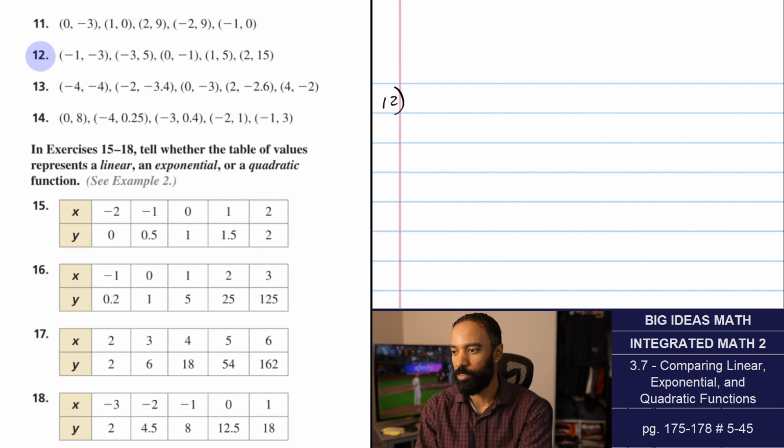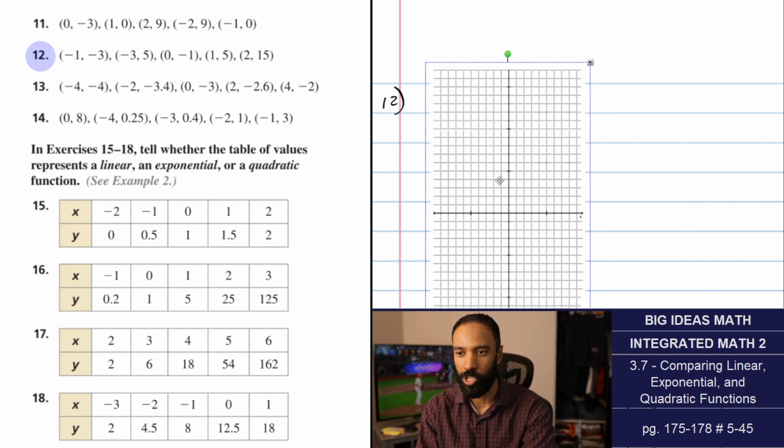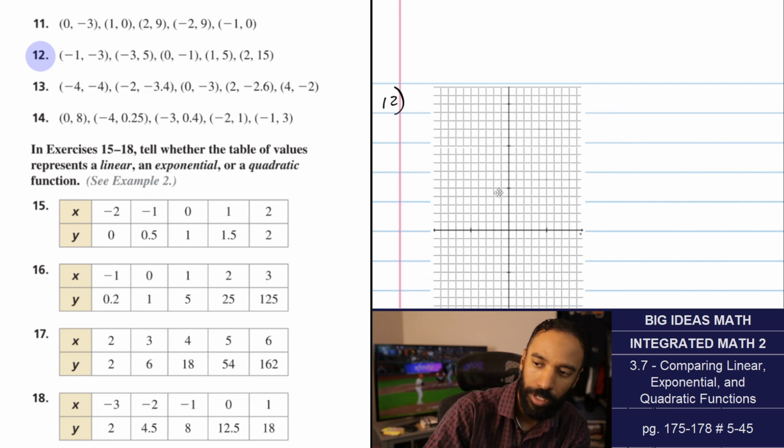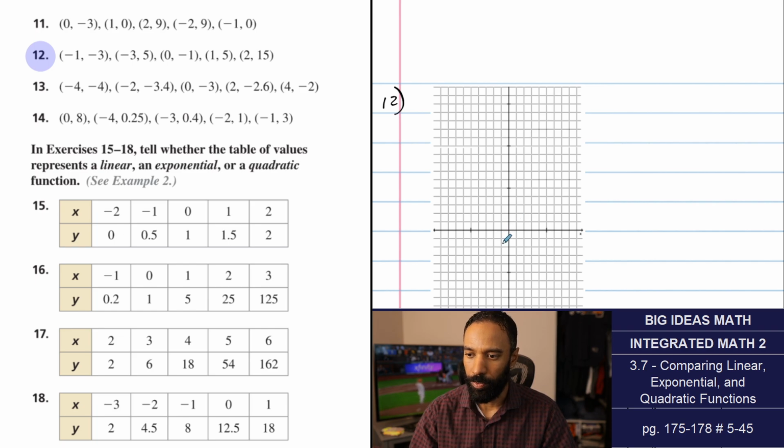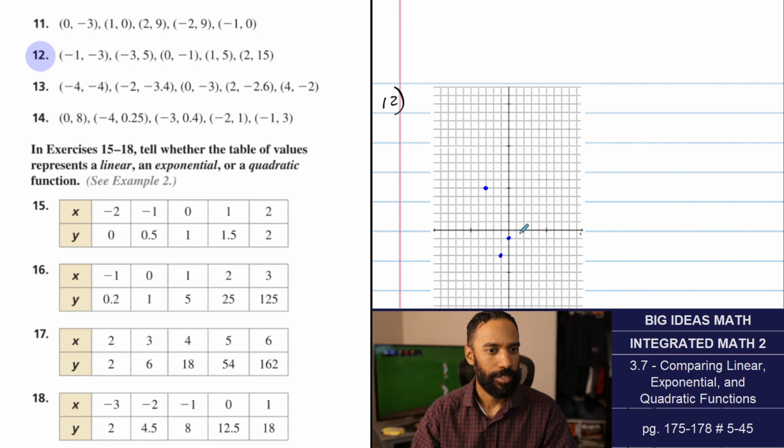Oh, this is a 215. Remember, there was the other one that had 16. I have a tall graph. I'm going to go ahead and use that one. So -1, -3. -3, 5. 0, -1. Not linear, unless I'm plotting them wrong. 1, 5. Probably quadratic, right? And 2, 15.